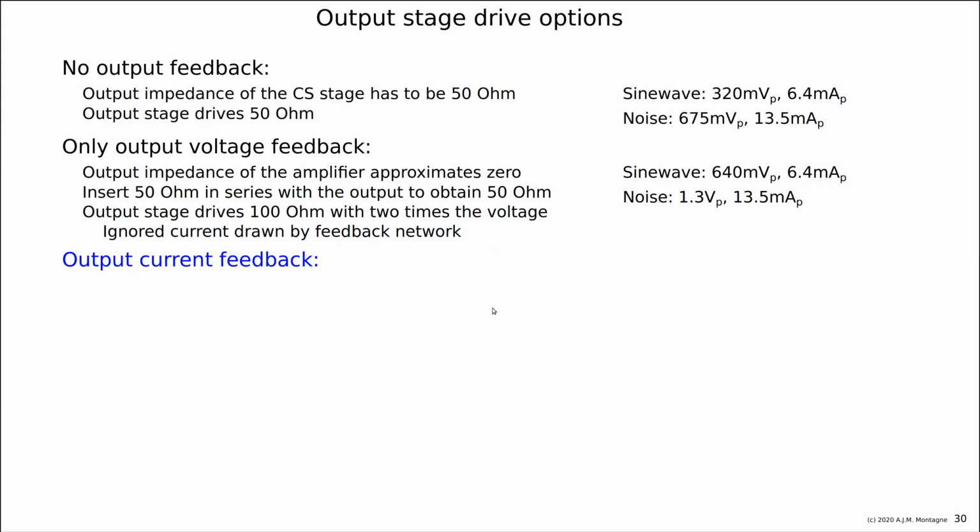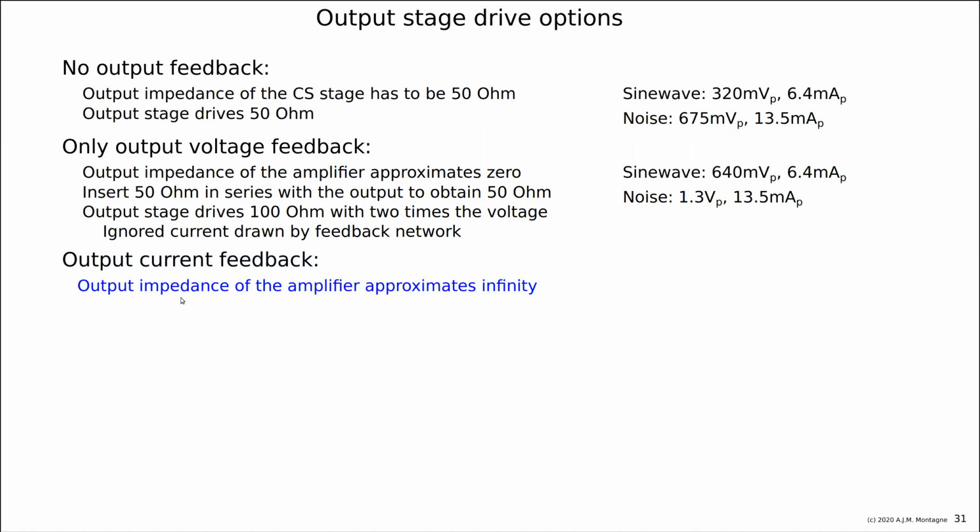So output current feedback, that's another option. Output current feedback means that we are going to sense the current delivered by the amplifier, put it in a feedback network, convert it to a voltage or a current, and compare it at the input with the input quantity. Output current feedback, if it is effective series feedback, is generating an infinitely large output impedance.